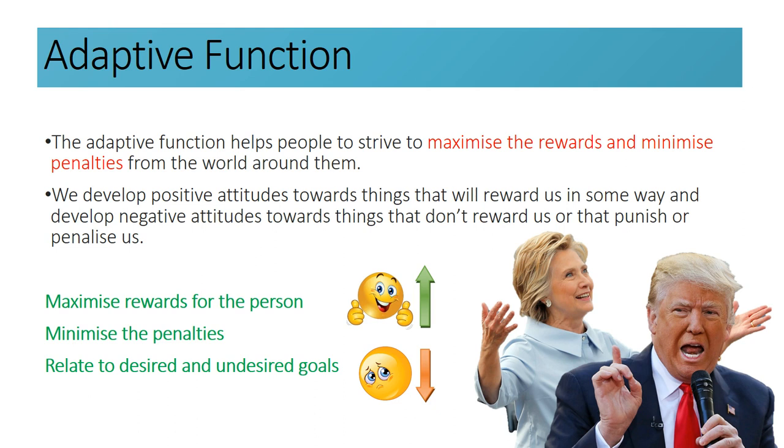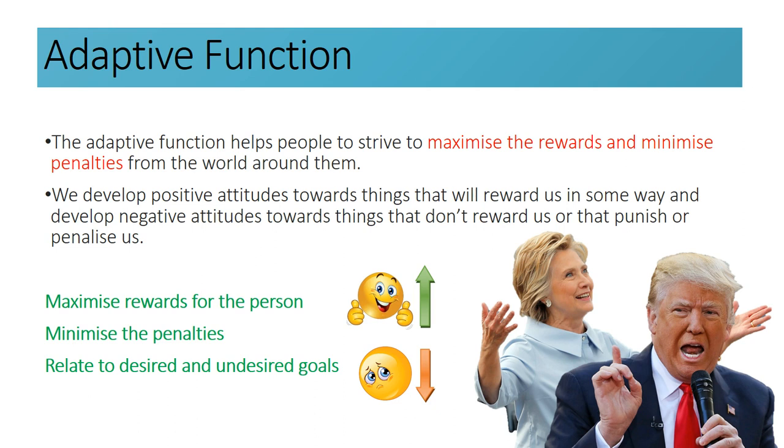For example, in an election, a person will develop a positive attitude towards the candidate who offers them the policies that will provide the most rewards. However, the same candidate may present policies that penalise other individuals with different family, cultural, social and economic needs. That person may develop a negative attitude to the candidate in the election. This illustrates that while the adaptive function is at work in both cases, it can result in two very different attitudes depending upon the needs of the individual.